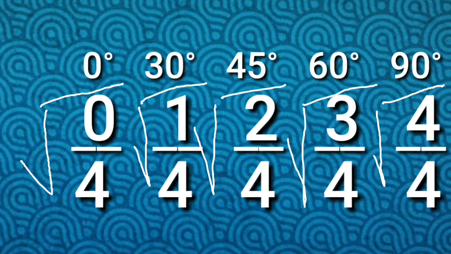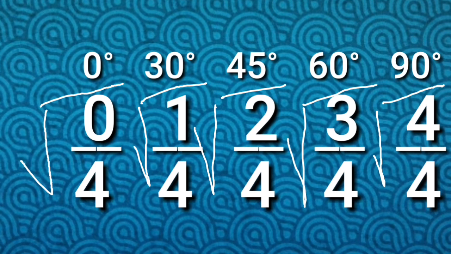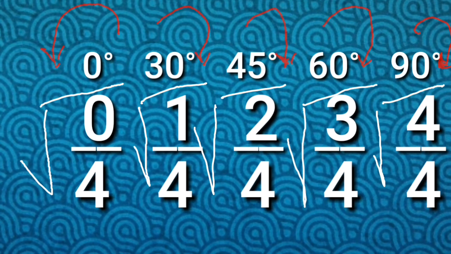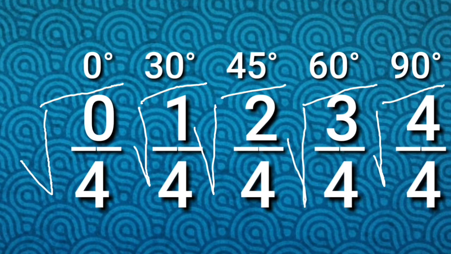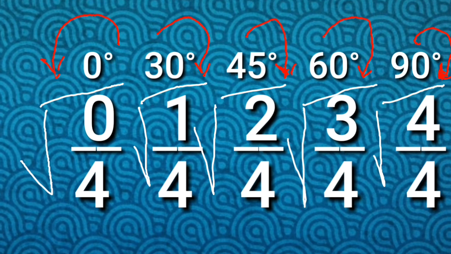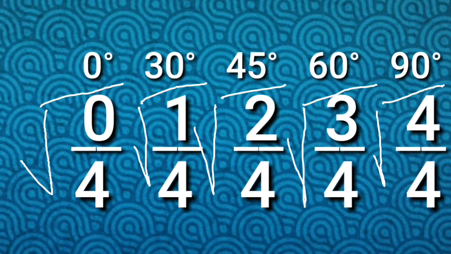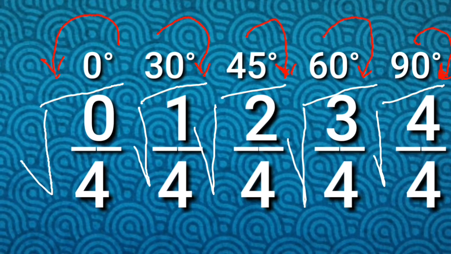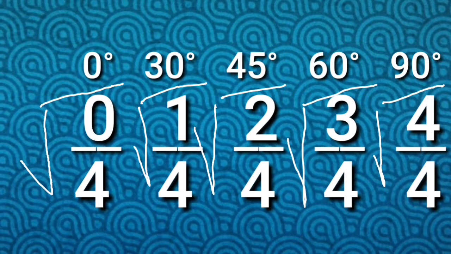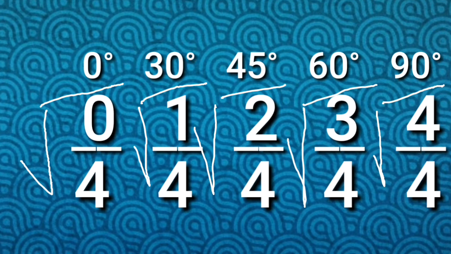Okay, the special angles and their values exist parallel to each other. The square root of 0 over 4 is in front of 0. The square root of 1 over 4 is in front of 30 degrees. The square root of 2 over 4 is in front of 45 degrees. The square root of 3 over 4 is in front of 60. And the last one, the square root of 4 over 4, is in front of 90 degrees.